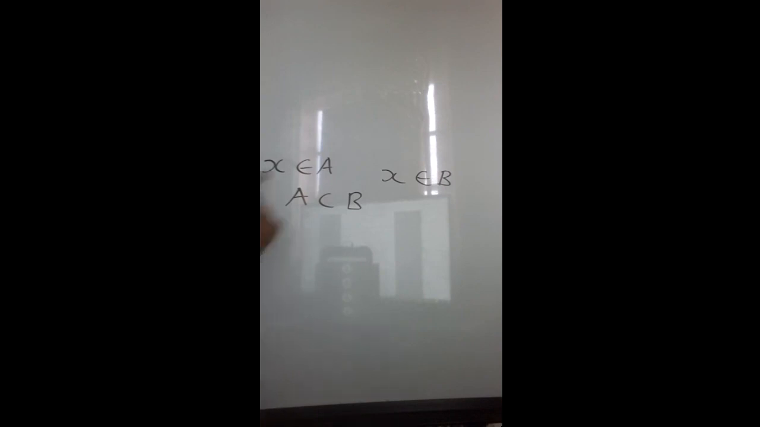Because saying once X is in A, then it must also be in B, because A is a subset of B. Well, it actually went on to say it: that is, all members of A are also members of B.